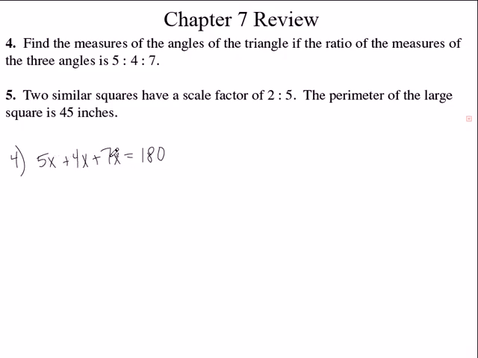Let's add them up. That's 9 and 7 is 16x equals 180. And we're going to divide by 16, and making sure that's right. Okay, we divide both sides by 16. I had to throw that in a calculator. Thought I could do that in my head, and I couldn't. It's 11.25. But that's not our answer.